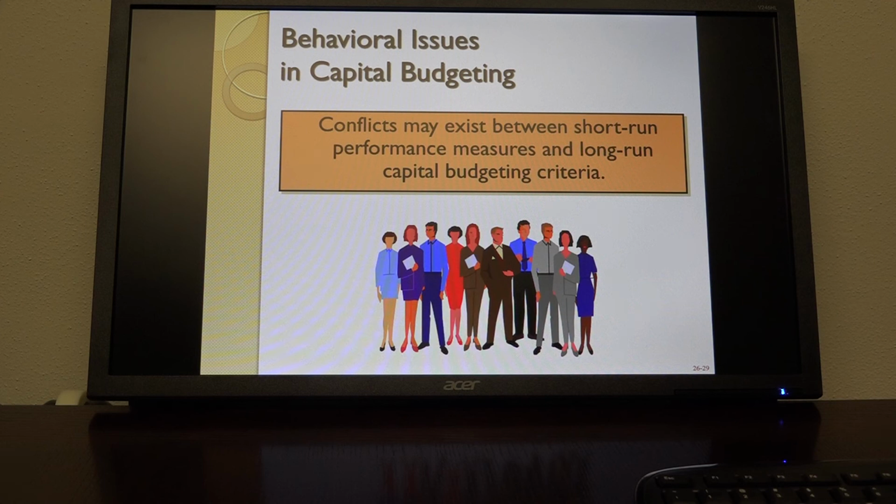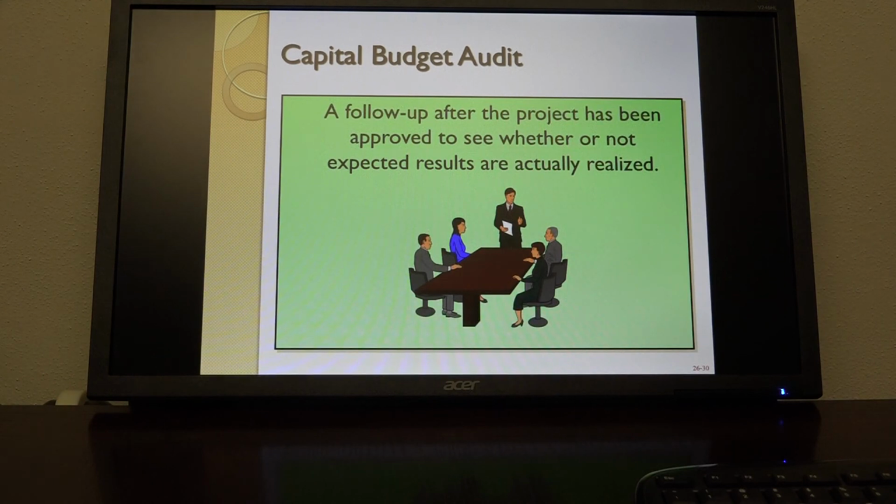Also, conflicts may exist between short-run performance measures and long-run capital budgeting criteria. So there needs to be a follow-up after the project has been approved to see whether or not the expected results are actually realized. How much adjusting you can do, though, is kind of questionable. Once you're in it, it's kind of hard to adjust. Certainly you can't reverse these major capital decisions.